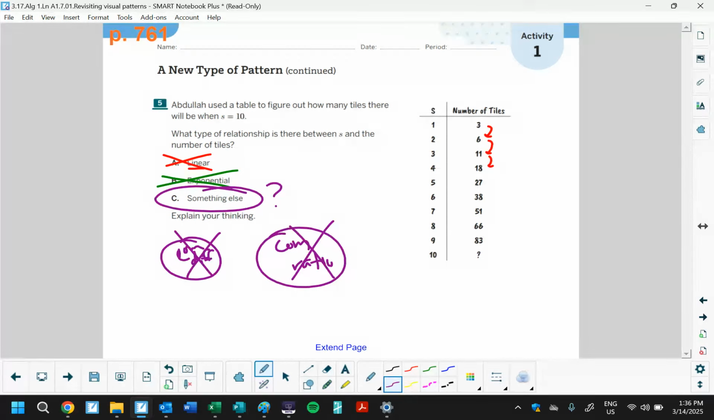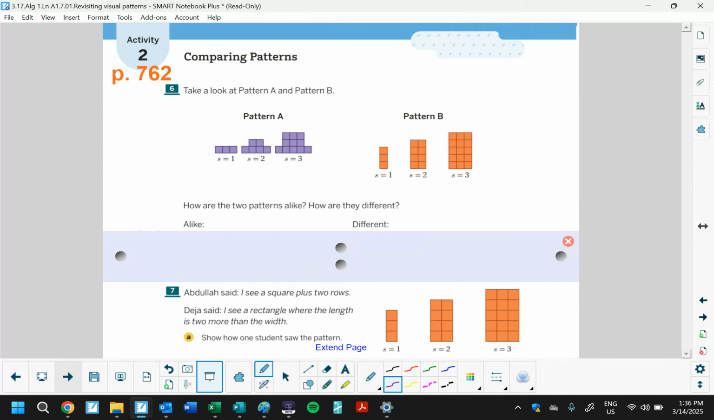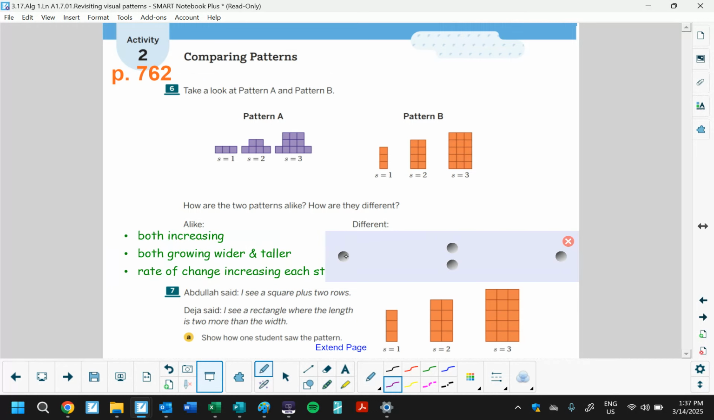So what is this new type of pattern, and how else will we be able to see it? Go ahead and take a look at numbers 6 and 7. Pause your video. Come on back when you're ready. I see what might seem obvious, but I see 2 patterns that are increasing, both growing wider, both growing taller, and interesting that the rate of change is different. So here we go from 3 blocks to 6 blocks. It goes up by 3 blocks.